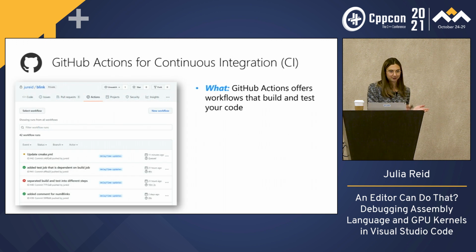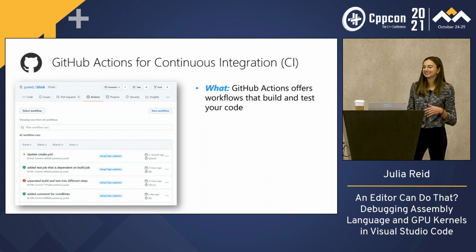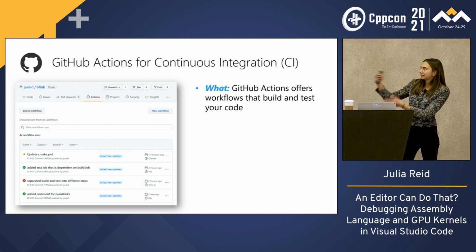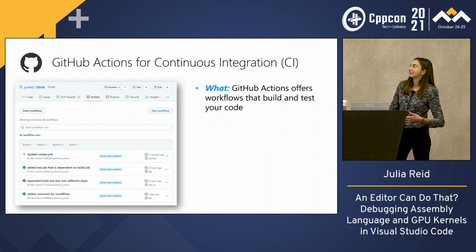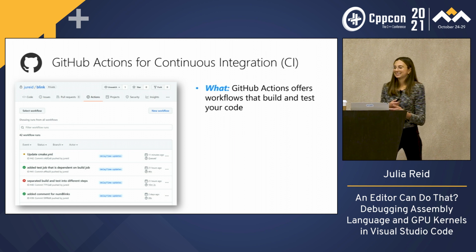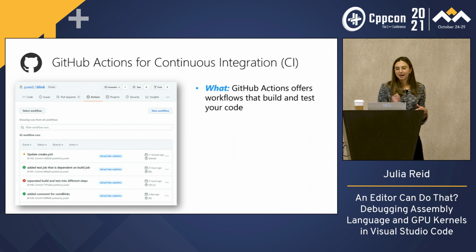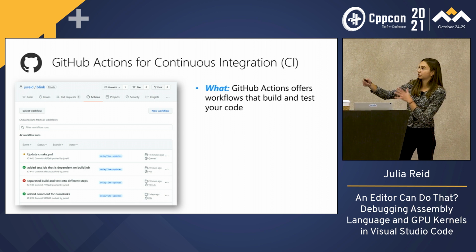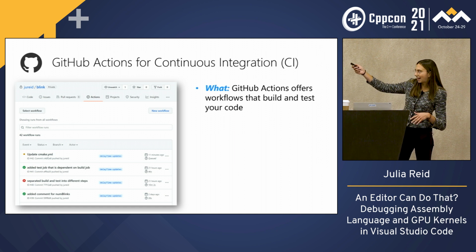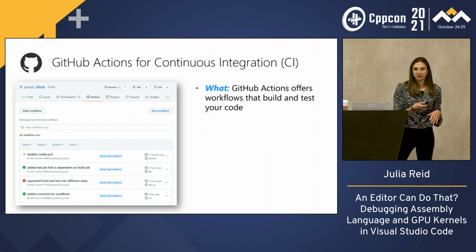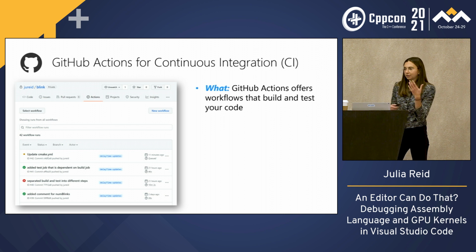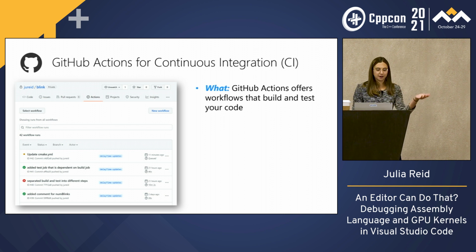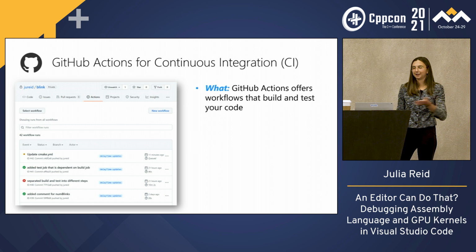But you need a server to run your builds and tests. And what I've been using for my continuous integration workflow is GitHub Actions. So what is GitHub Actions? GitHub Actions offers workflows that build and test your code. And on the screenshot on the left, you can see what it looks like in your repository's UI. So you go to the Actions tab, and then you can see for each commit that you've made to that repository, the status of the checks that you've specified. So if it's orange, that means the check is in progress, it's running. If it's green, it succeeded. If it's red, it failed.